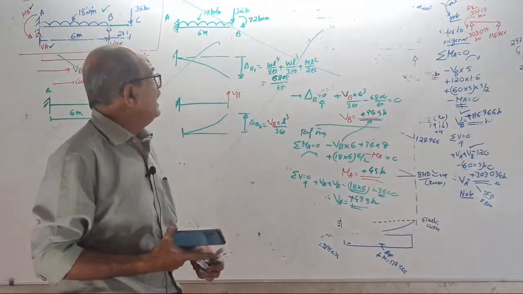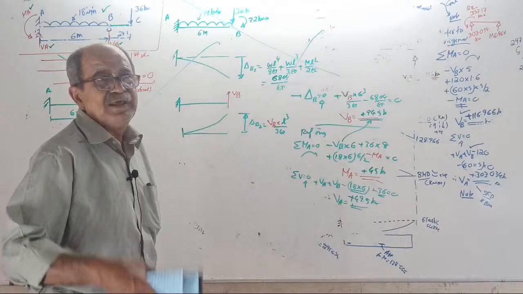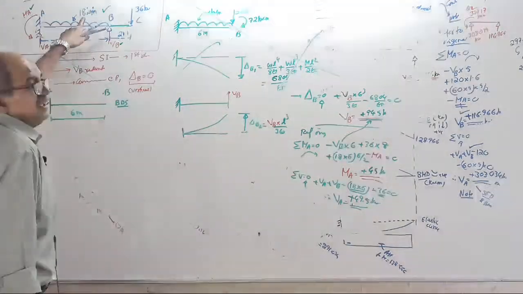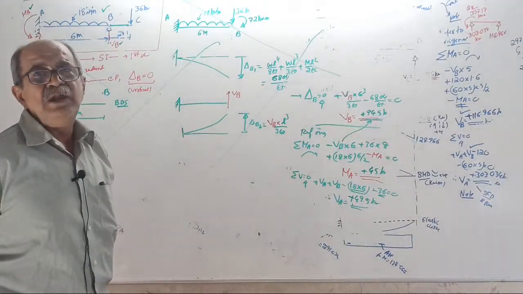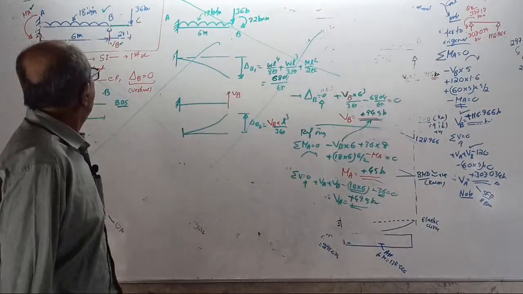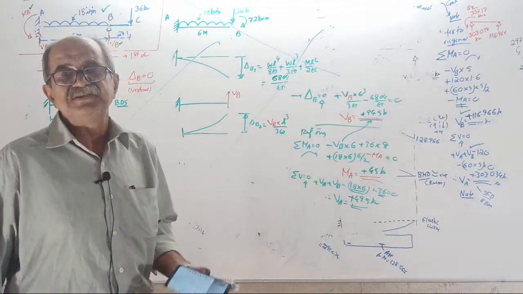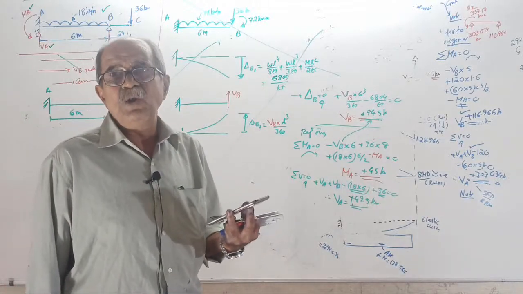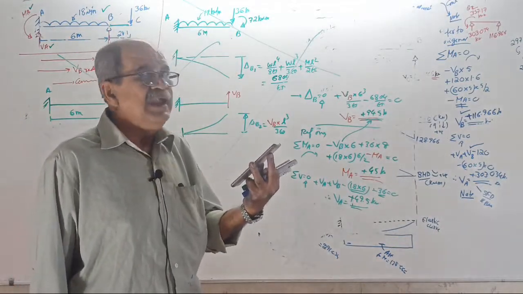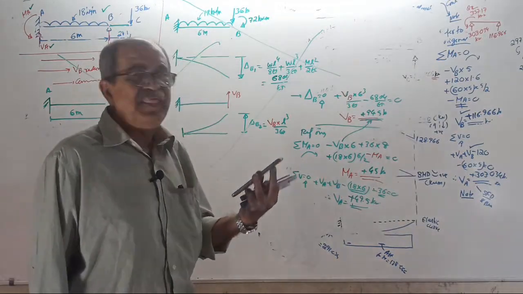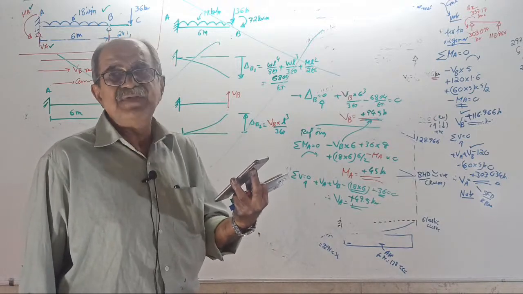suppose somebody asks me, what is the reacting moment at A for this beam? I will tell, take your calculator. 18 into 4.5 minus 36. What is the answer? Answer first.